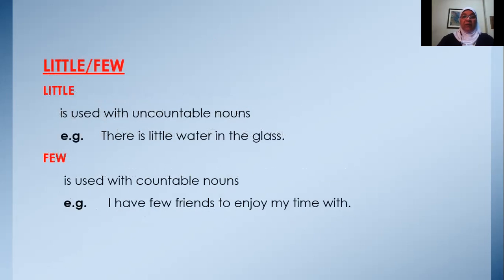Again, we have the problem which is always there between little and few. Little is used with the uncountable nouns. For example, there is little water in the glass. And then we have few, which is used with the countable nouns. I have few friends to enjoy my time with. So little is for the uncountable and few is with the countable.